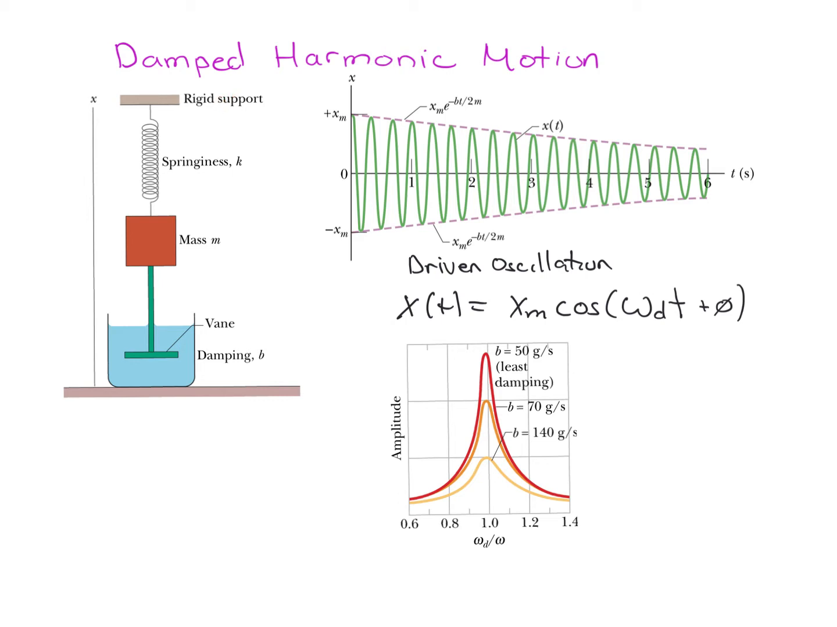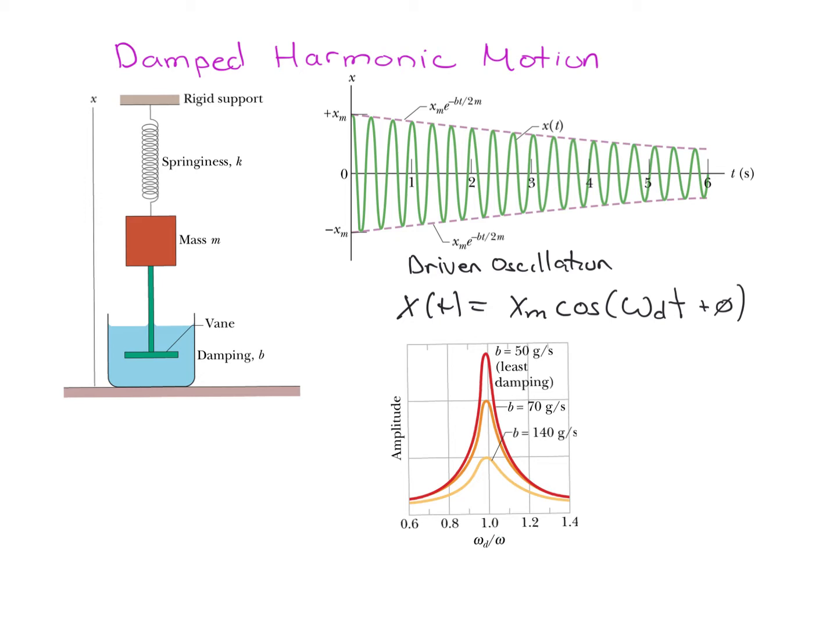And what you'll find is that the system falls into an oscillation at the driving frequency, but the amplitude of the oscillation depends on the relative value of the driving frequency compared to the natural frequency of the system. So this graph shows us, if omega is the natural frequency, the frequency that you get when you have just damped harmonic motion, and you adjust the driving frequency, so you adjust the frequency at which you're wiggling your finger.